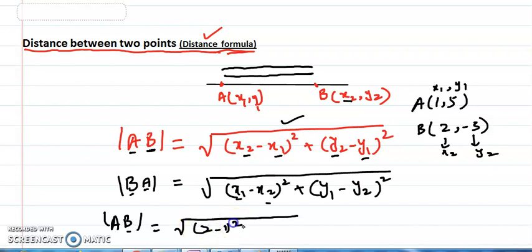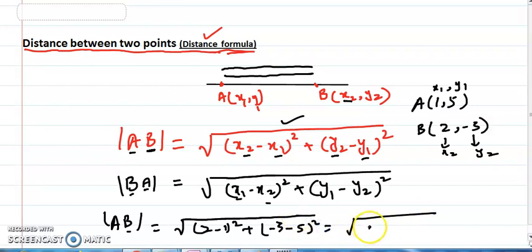If I put the values in this formula, I will get the square root of (2 minus 1) squared plus (minus 3 minus 5) squared. If I calculate, I will get 1 squared plus minus 8 squared, so that is going to be the square root of 65. So this is how we can find the distance between the 2 points.